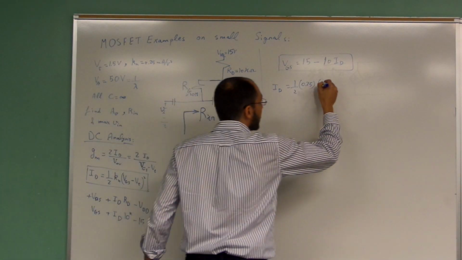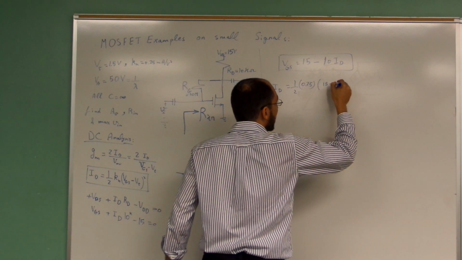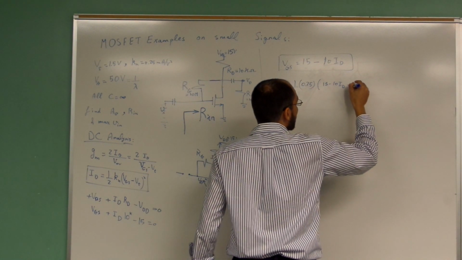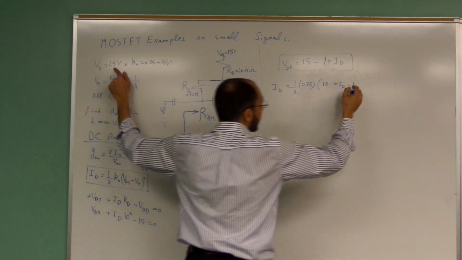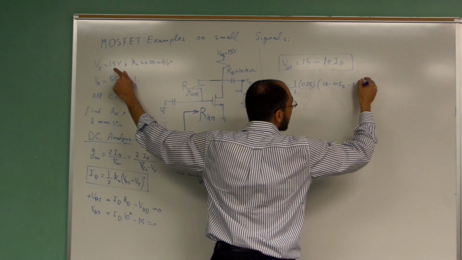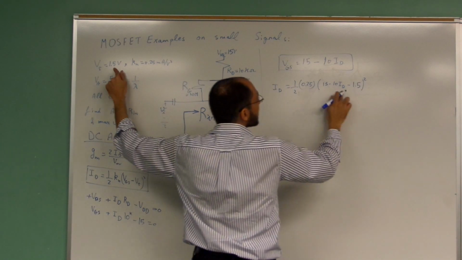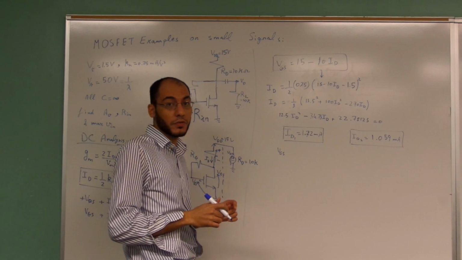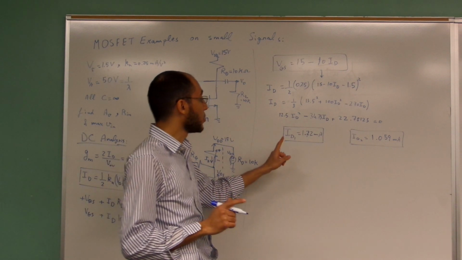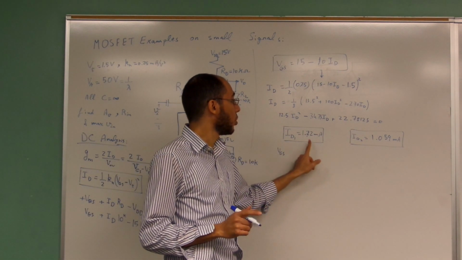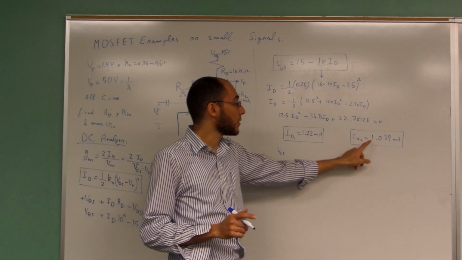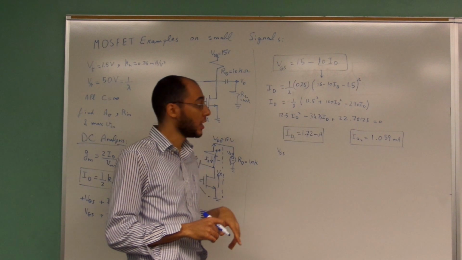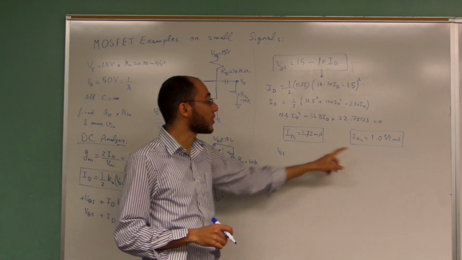VGS equals 15 minus 10 ID minus 1.5 volts, squared. So this is the value of VGS. After solving this quadratic equation, you get two values for the current. One of them is 1.72, and the other is 1.059 milliampere. One of them is correct, the other one is wrong. So you need to find a way to figure out which one is the correct one.